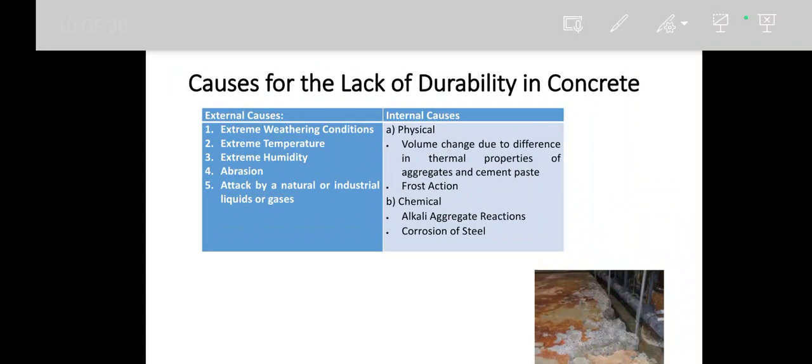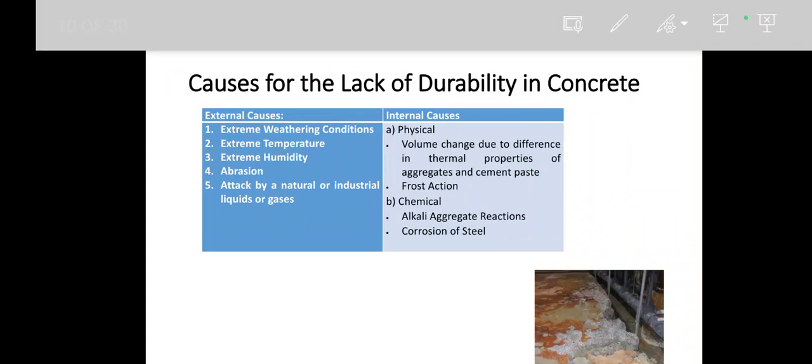Abrasion: consider a road where the traffic is more, the surface concrete will be abraded. And attack by some industrial liquids and gases, such as hydrogen sulfide gas in a closed concrete sewer pipe. All of that will be considered under external causes.